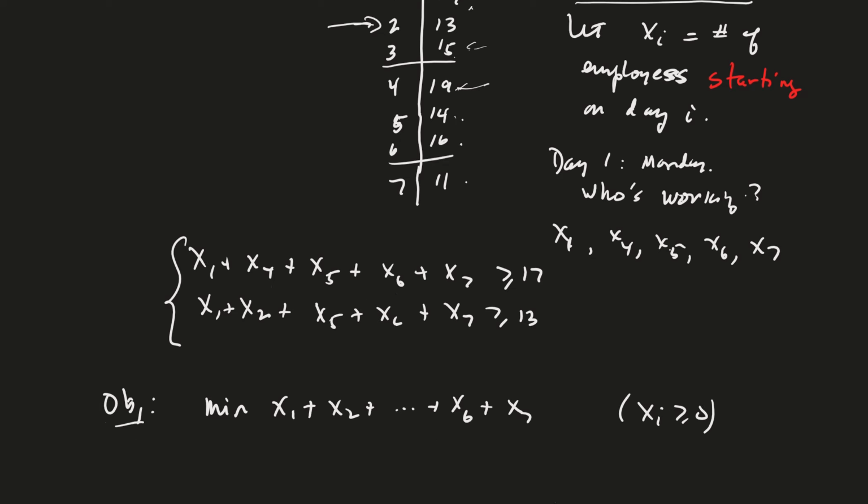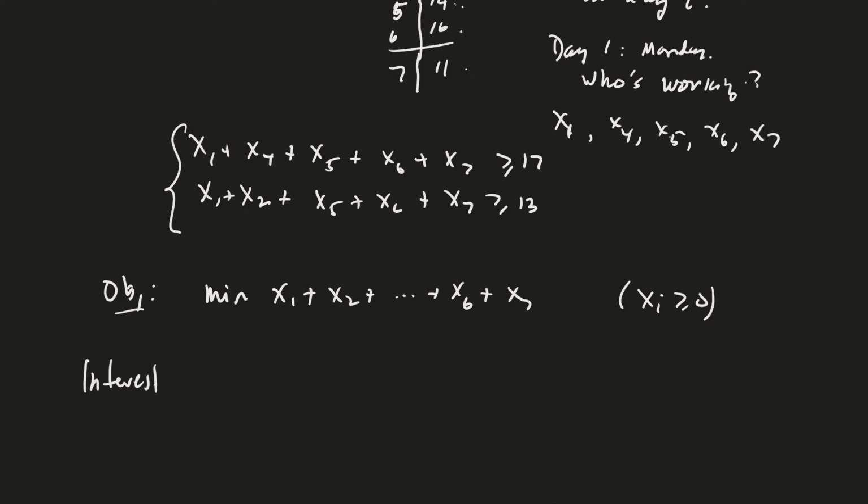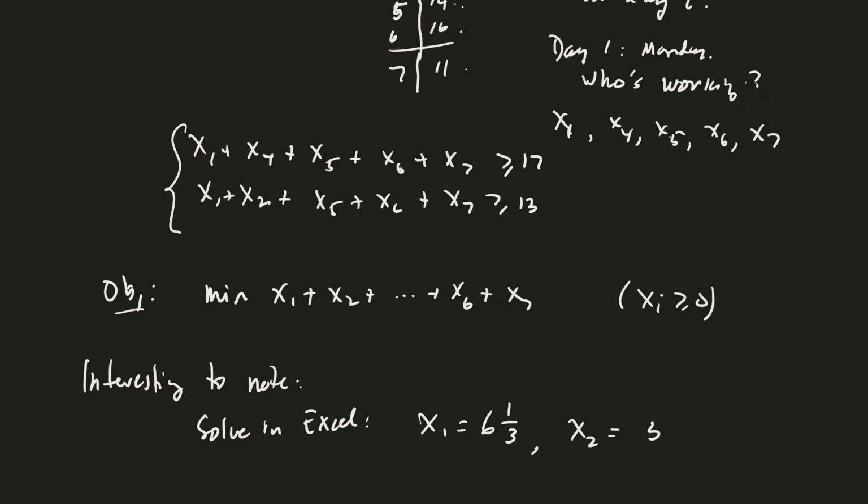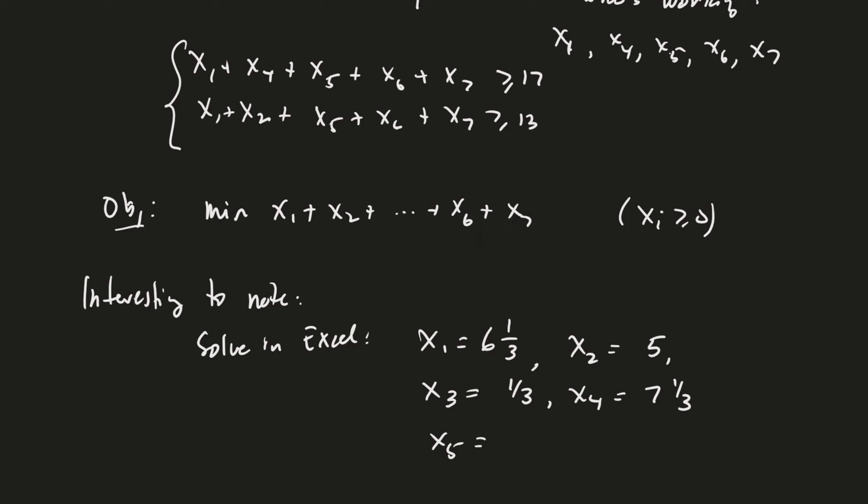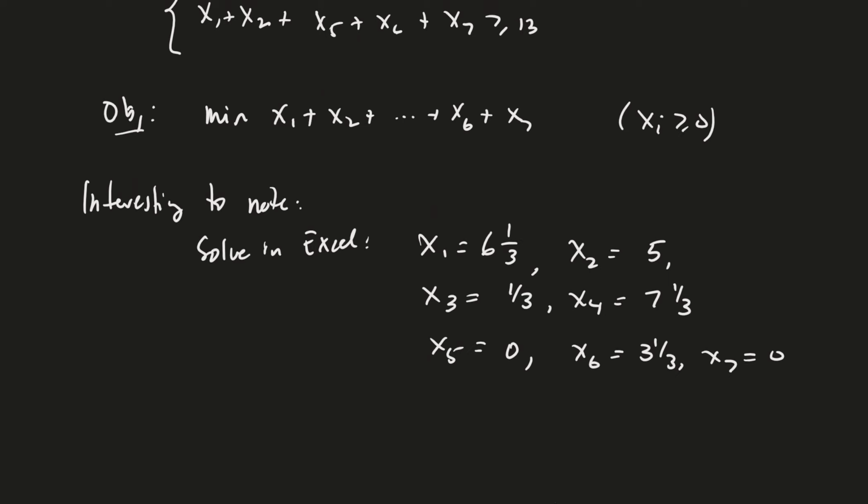Now it's interesting to note that if you solve this in Excel, you get that x1 is equal to 6 1/3, x2 is equal to 5, x3 is equal to 1/3, x4 is equal to 7 1/3, x5 is 0, x6 is 3 1/3, and x7 is 0. Well, there's some issues with our solution, because these should really be integers. And the interesting thing to note is that we can't just round off these numbers to get the actual solution.